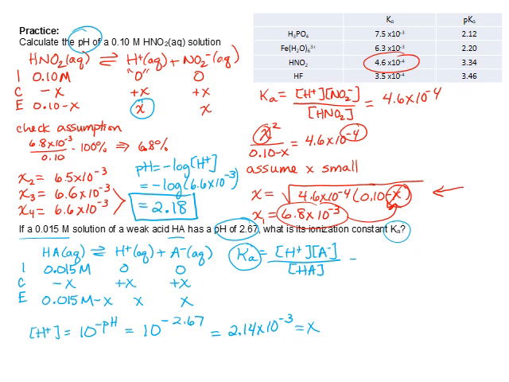So in this expression for Ka up here, we're going to put in our x value for both H+ and A-, which is 2.14 times 10 to the minus 3. And we're going to square that because we have two terms. And we're going to divide it by 0.015 minus x, or minus 2.14 times 10 to the minus 3. We have only numbers in this equation, so we can solve for Ka, and we get a value of 3.6 times 10 to the minus 4.